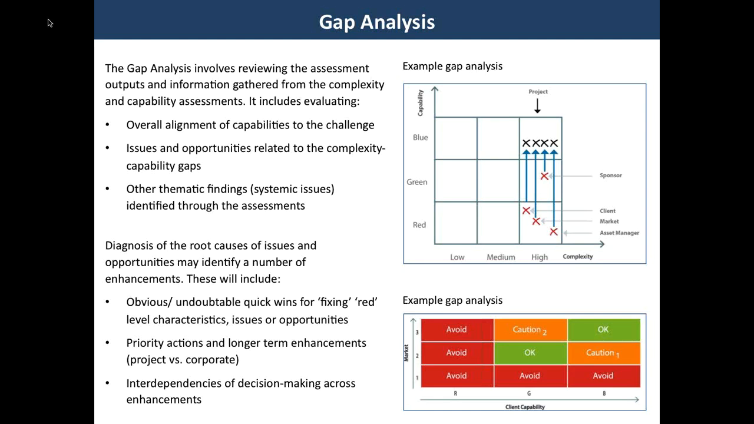Other gaps could include misalignment between capabilities of the involved parties. For example, it might not be wise for or represent best value for client organizations to be misaligned with the market capability. Diagnosis of the root causes of these issues and opportunities may identify a number of enhancements, and these can include obvious quick wins for addressing those red level characteristics, issues, or opportunities, priority actions, and longer term enhancements. And this can include those at the corporate level, and any interdependencies for decision making across your planned enhancements.